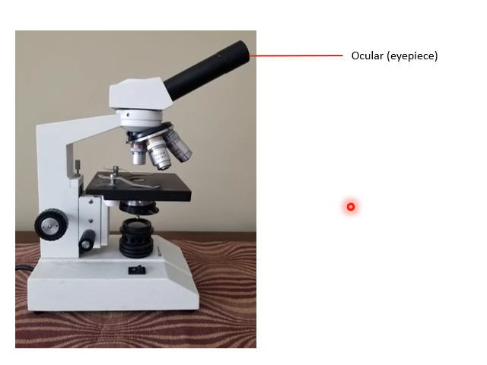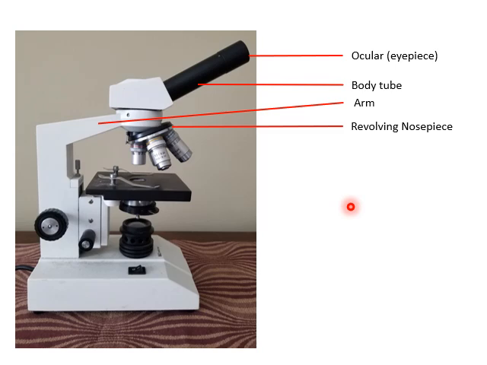So here's your ocular up at the top, the body tube. All right, we've got the arm there. We've got a revolving nose piece and our objective lenses. And we've got our stage clips. You can see there's one on each side here.